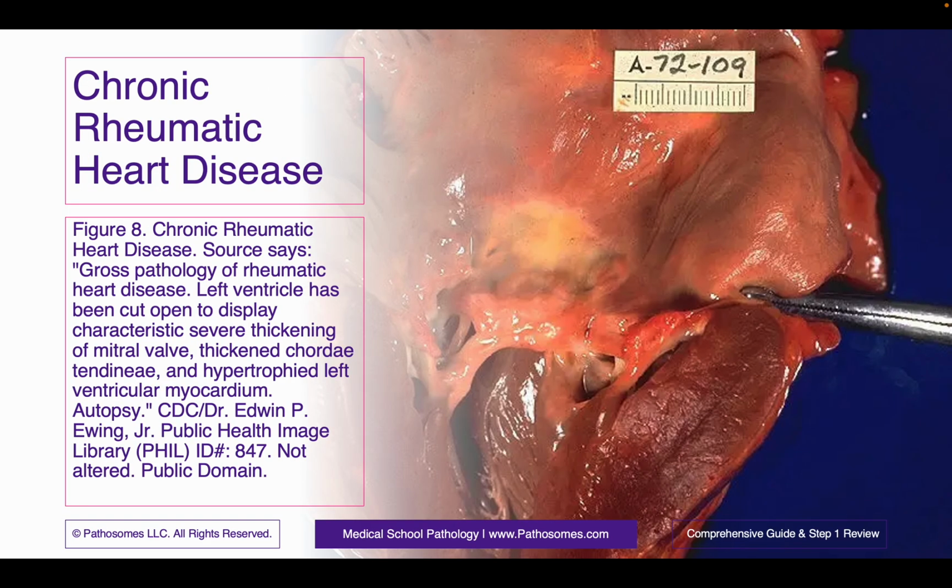Here we have a picture of a heart, likely from an autopsy specimen or a transplant specimen. Either way, this is a massive heart that's been removed from a patient or cadaver. The gross pathology is showing a left ventricle that has been cut open to display that severe thickening of the mitral valve, as well as thickened chordae tendineae and a hypertrophied left ventricular myocardium.